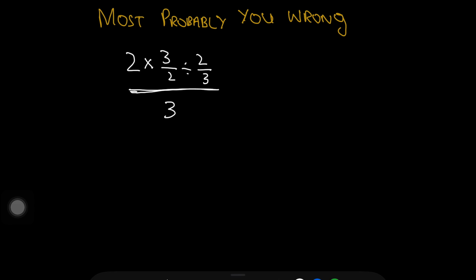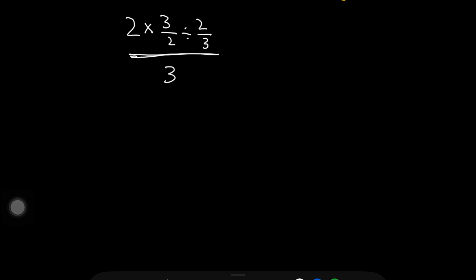Watch this complete video for better understanding of how to solve a numerator with a denominator, and also another denominator inside the numerator. In this, first of all, we solve 2 multiply 3 upon 2 divided by 2 upon 3, divided by 3. In the numerator, our choice is to first simplify the denominator, either left to right or right to left. Here we are solving right to left.